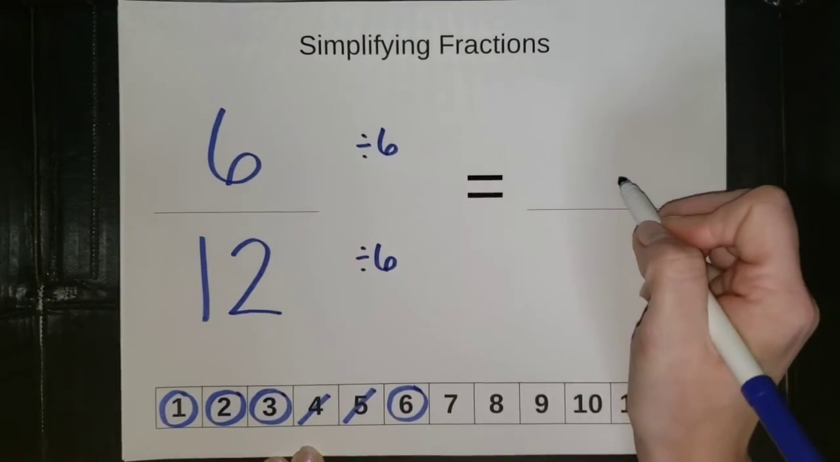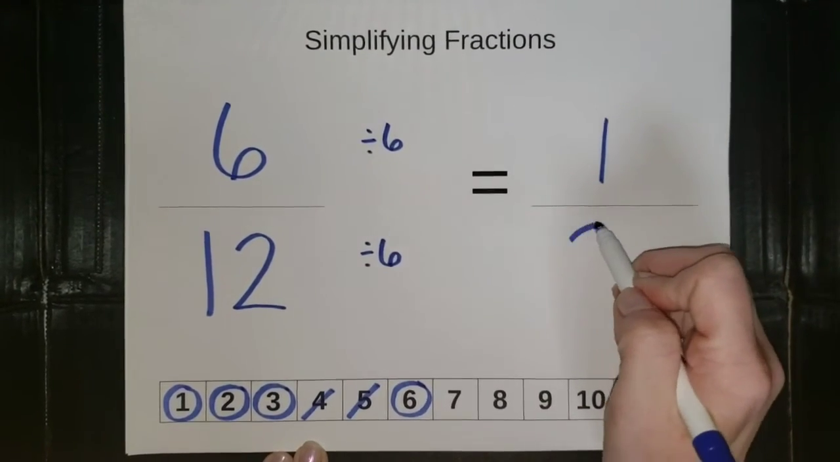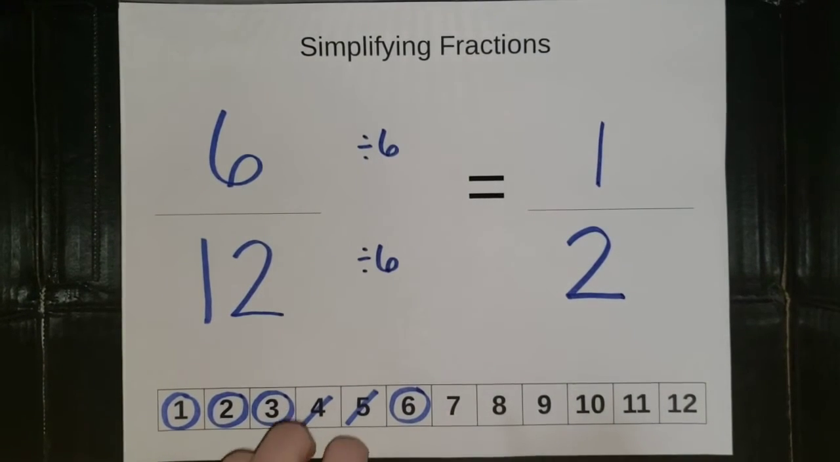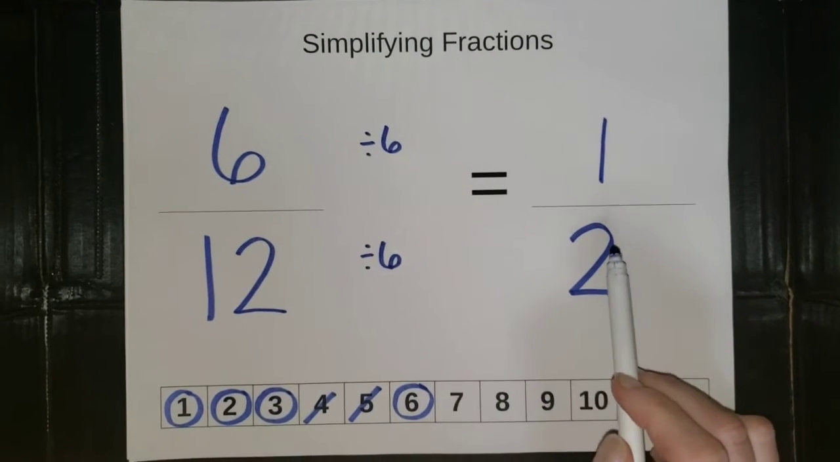Six divided by 6 is 1. 12 divided by 6 is 2. So our original fraction of 12 over 24 in its simplest form is actually 1/2.